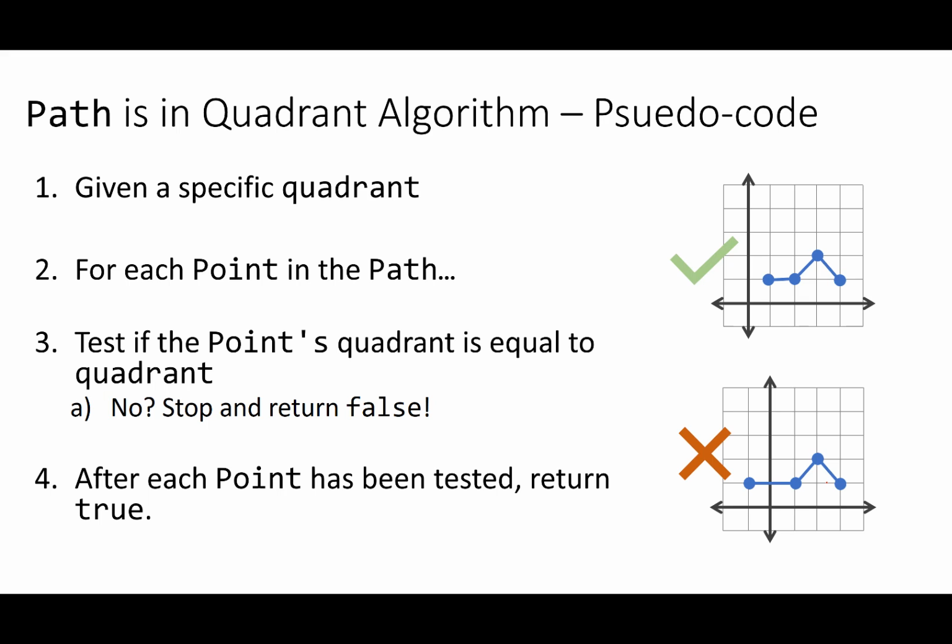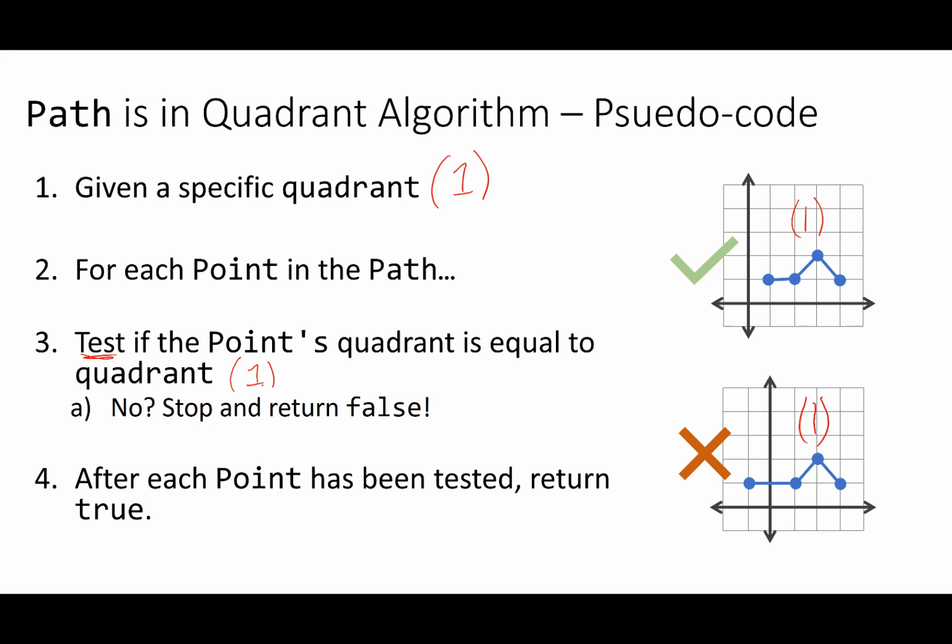So the pseudocode for this is, given a specific quadrant, in this case quadrant 1, this is the quadrant we're looking at. For every point in the path, whenever you see something like for each something, you tend to know that we're going to need a loop, and we're going to loop through each point in that given array. And then what we're going to do is test. Whenever you see a test or ask, you know that there's going to be an if statement involved. So we're going to say, is the point's quadrant equal to the quadrant we're looking for, which was 1? No, stop and return false immediately.